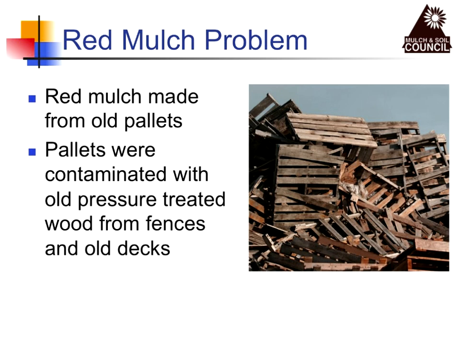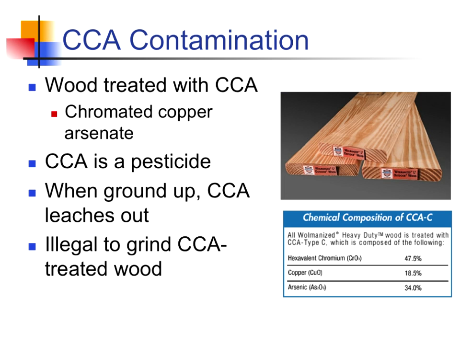Upon looking at it a little further, what we found is that these places that were grinding pallets were also taking in other recycled material. And some of this recycled material consisted of old fences and old decks, old wooden structures that were pressure treated. So the issue really wasn't the fact that it was red, or that they were even using pallets. It was the fact that the pallets were contaminated with materials that contained pressure treatment. And the pressure treatment back in that day was a material called CCA, which stood for chromated copper arsenate.